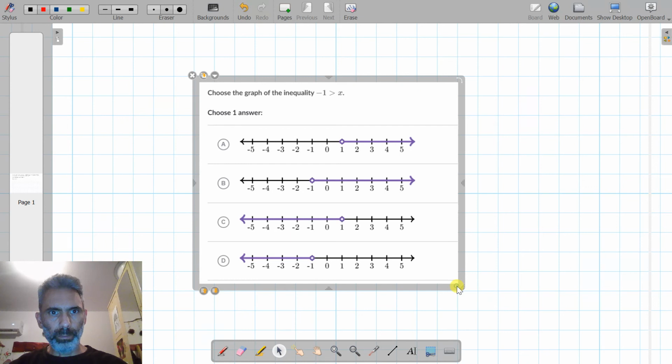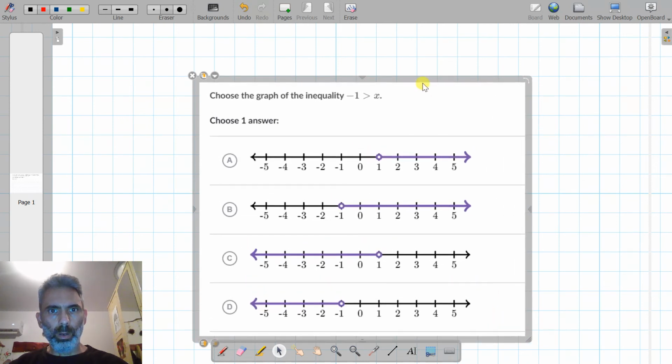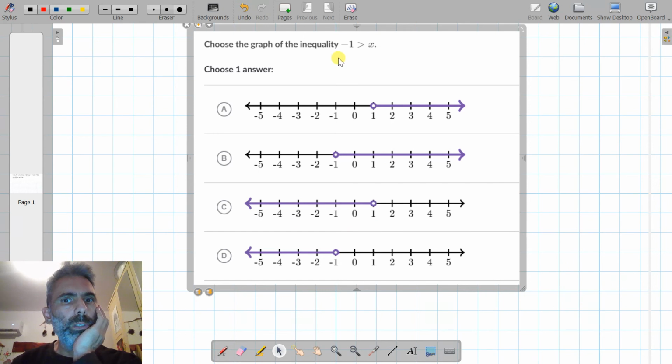Okay, choose the graph of the inequality -1 is greater than x. So we are looking for all the values that are greater than -1. So we need to start from -1 and go in the right direction. So A is not correct because we do not start from -1, we start from 1 and go in the right direction. The purple arrow should start from -1.